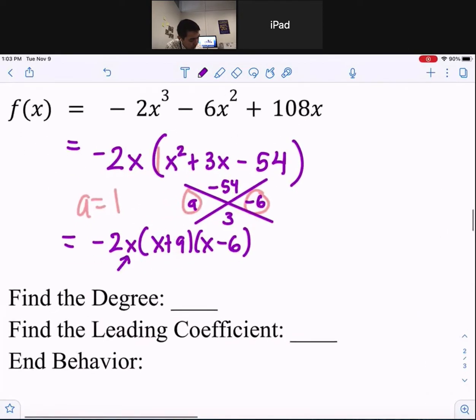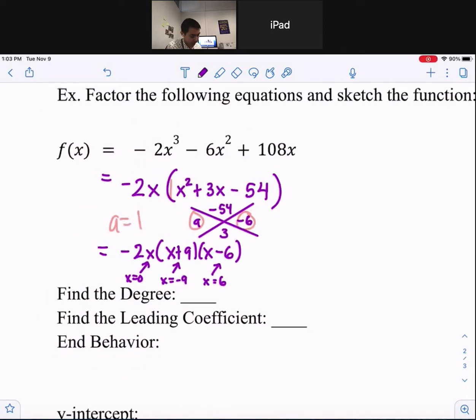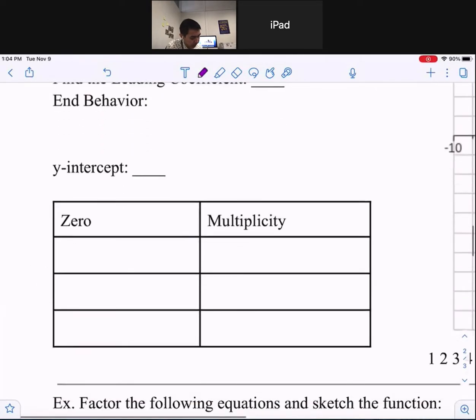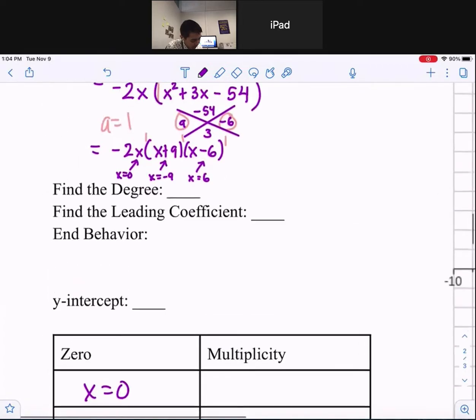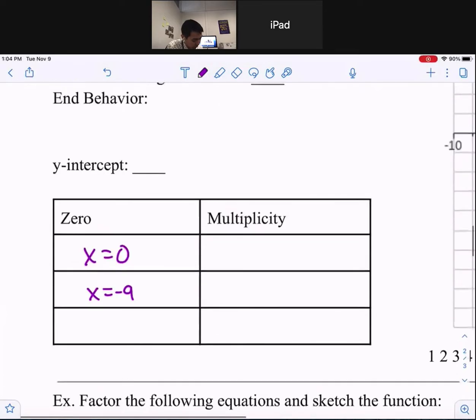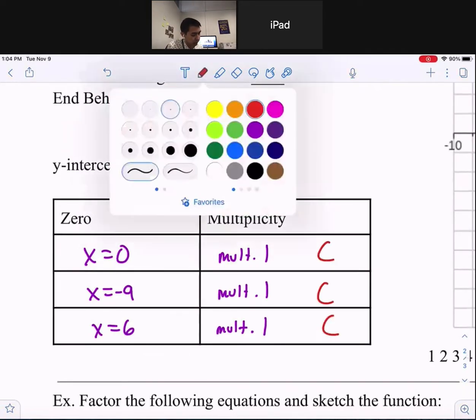So we have x equals 0 there. We have a 0 of x equals -9, and we have a 0 of x equals 6. If you look at the powers of all these, they are all powers of 1, each factor. So x equals 0, x equals -9, and x equals 6, and they all have a power of 1, so all of these are multiplicities of 1. And since they're all multiplicity of 1, it crosses whenever it's multiplicity of 1.